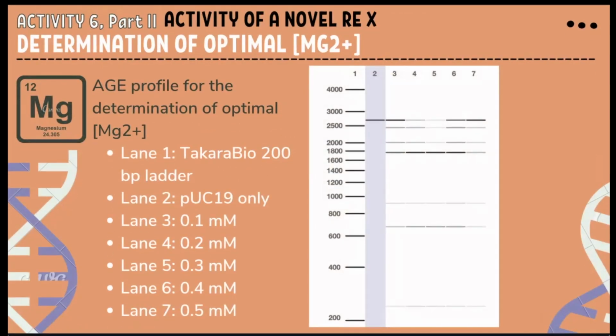Second, we performed the same approach in determining the optimum concentration of magnesium ions. Lane 2 contains only the plasmid, while lanes 3 to 7 have varying concentrations from 0.1 to 0.5 millimolar. Again, the optimum concentration is determined by the disappearance of the band corresponding to the undigested plasmid and the presence of smaller fragments. This is seen best on lane 5 compared to the other lanes, although this lane has remnants of undigested plasmid fragments. Still, it is the optimum concentration among the 5 concentrations. Hence, 0.3 millimolar is the optimum magnesium ion concentration for the activity of REX.